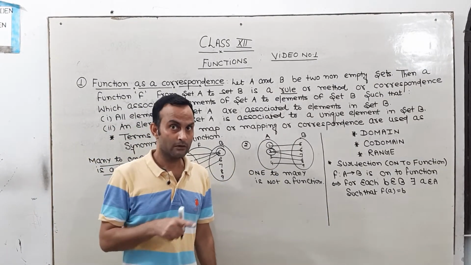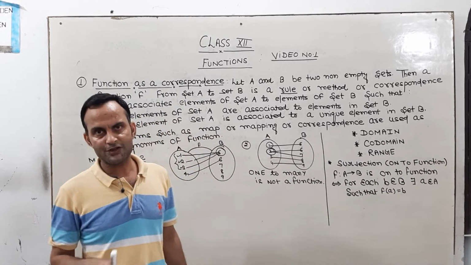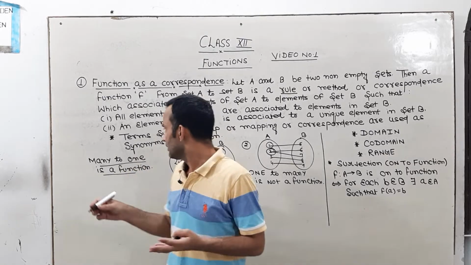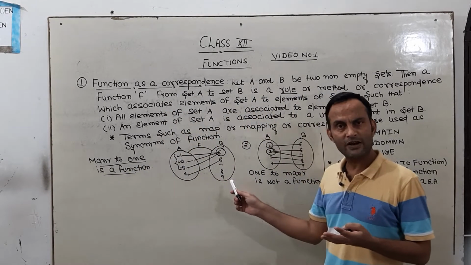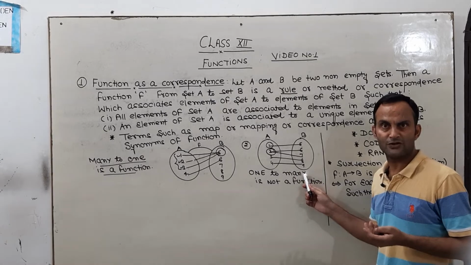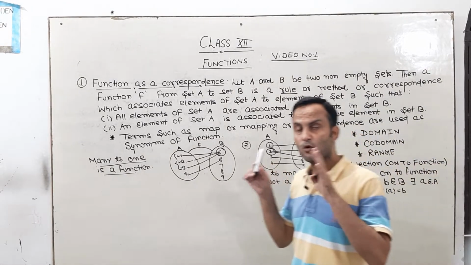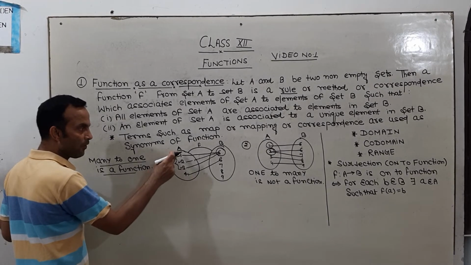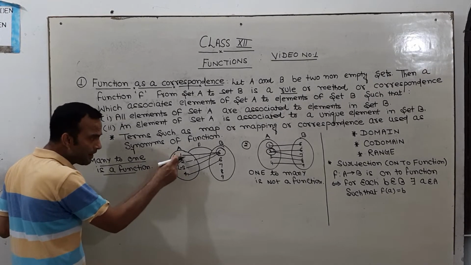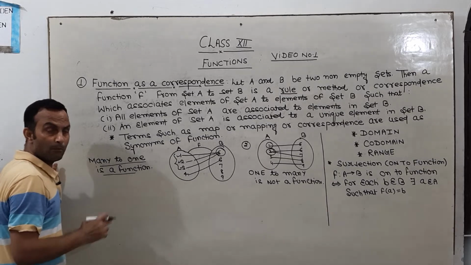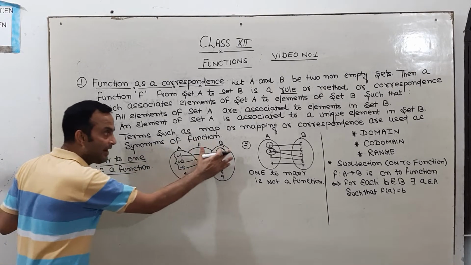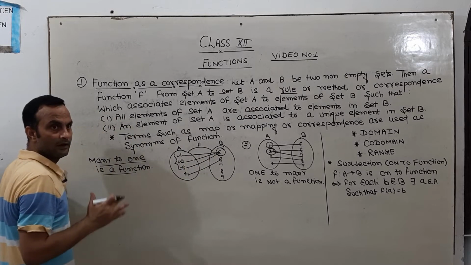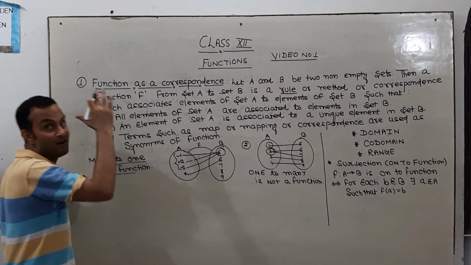But what I am saying, a special type of relation is said to be a function. Many to 1 is a function, but 1 to many is not a function. And one of the most important concepts is what? Every element of the set A must possess some image in set B. Only then the given relation is a function.